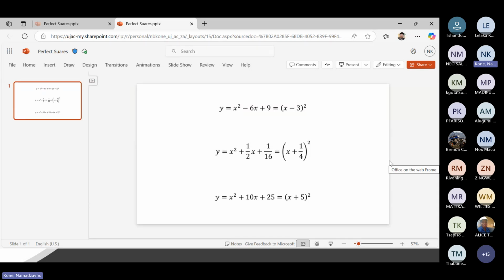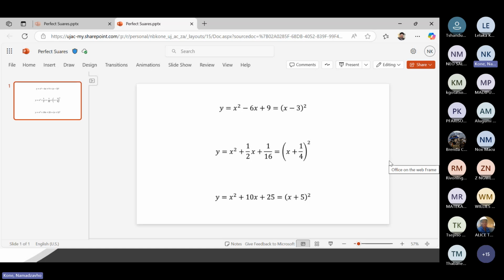On the last one, half of 10 is 5, and x plus 5 squared is the factorized version. The constant is 25. 25 is the square of half the coefficient of x all the time. From studying patterns like this, we get what we call a perfect square. All these expressions are called perfect squares because when you factorize them, you get two brackets that look exactly the same.